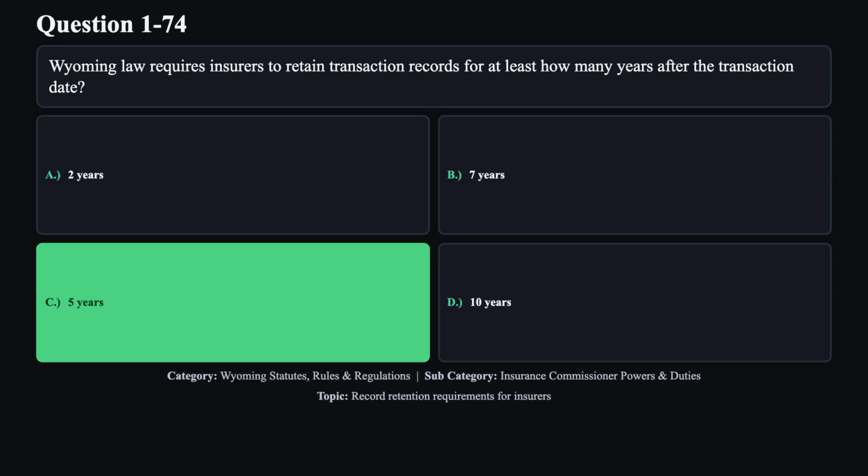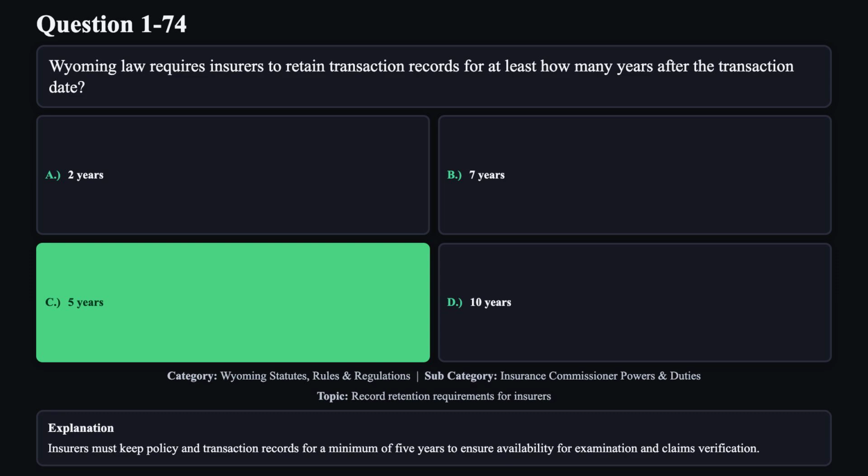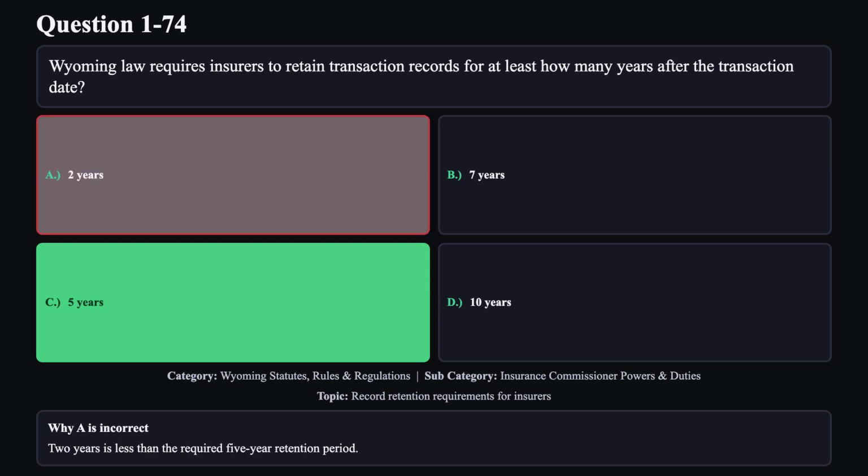The correct answer is C. Insurers must keep policy and transaction records for a minimum of 5 years to ensure availability for examination and claims verification. Reason A is not correct. 2 years is less than the required 5-year retention period.